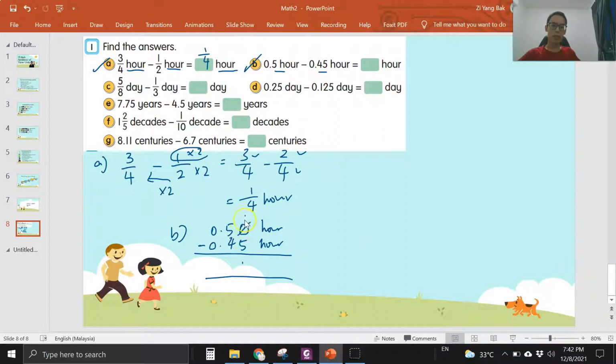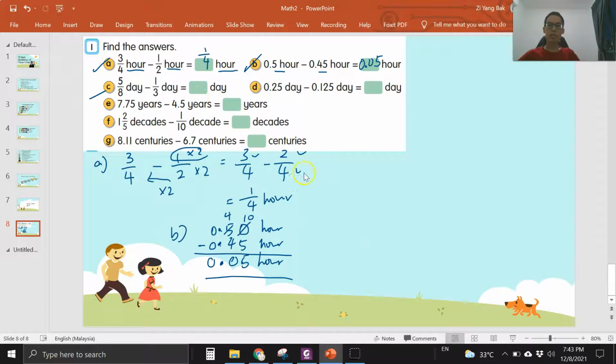Now not enough, you plus 10 minus 1. It's 10 minus 5, 5. 4 minus 4, 0. 0 minus 0, 0. 2 decimal places, 2 decimal places. So you get 0.05 hour. Okay, 0.05 hour.